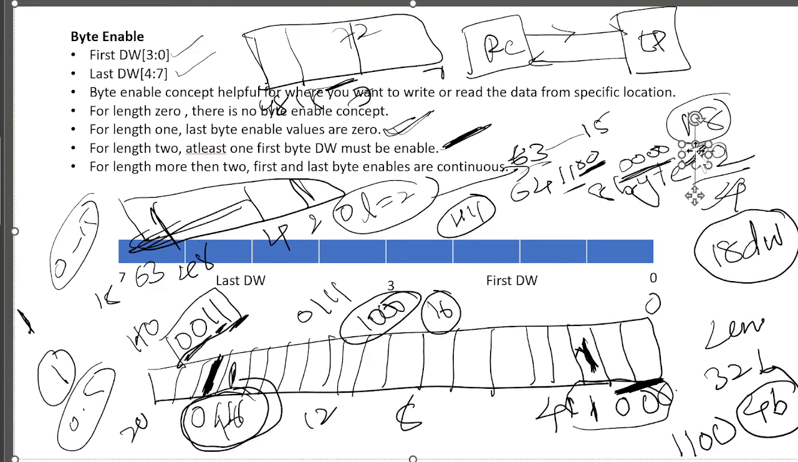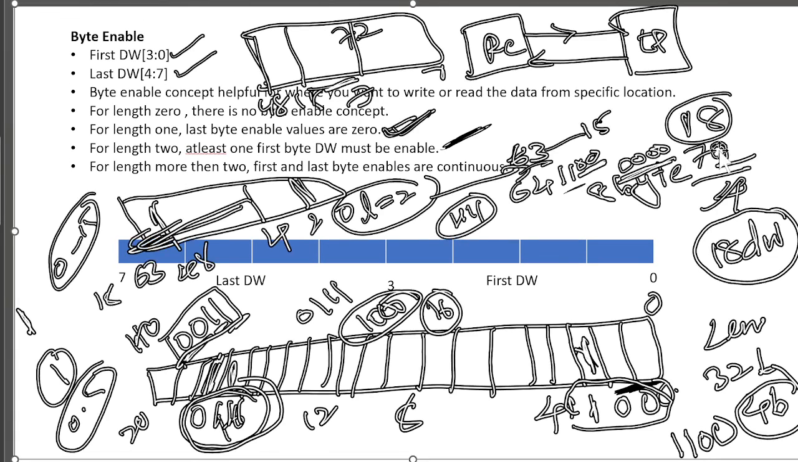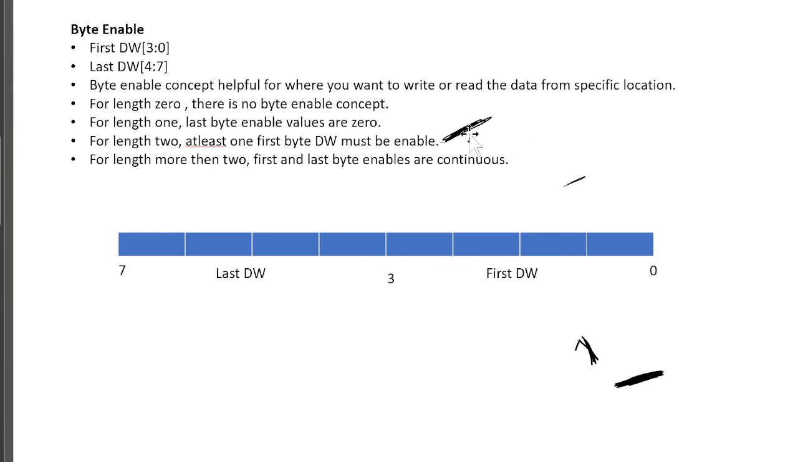So this is the concept I am going to cover in this video, related to the second double word fields, and the significance of the first double word and last double word values. Based on the specification, you can enable and disable the specific locations where you want to read or write the data.